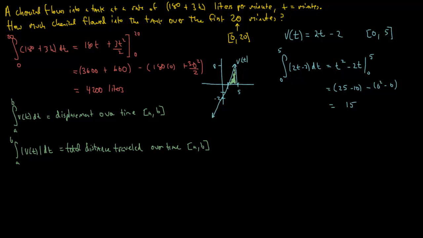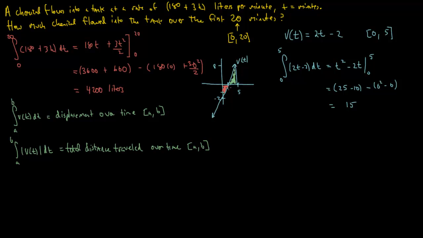But remember, if you have parts of your definite integral where the area is below the x-axis, this counts in a negative fashion. So we have this little bit of area in a negative way, this triangle of area in a positive way, so net area equals 15. You can verify this using simple geometry like we did in the previous lesson.